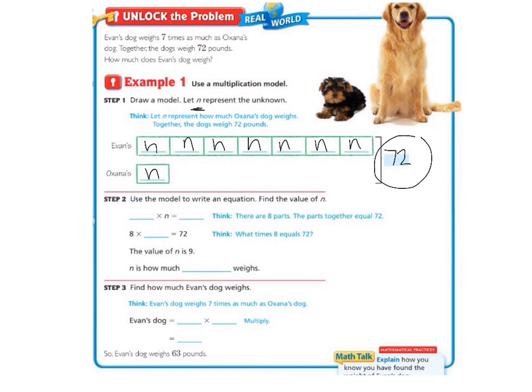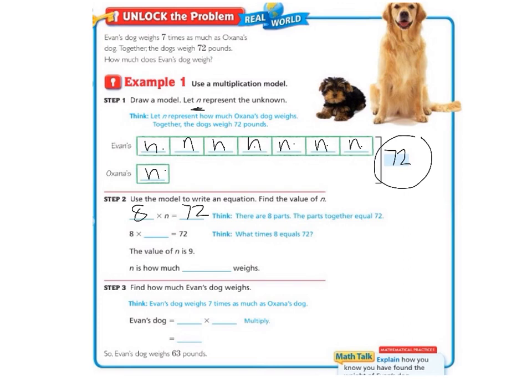All right, now we're going to write 8 times n, because there are 1, 2, 3, 4, 5, 6, 7, 8 boxes up above. 7 for Evan and 1 for Oksana. So there are 8 boxes times the n we don't know. But we do know that that equals 72.